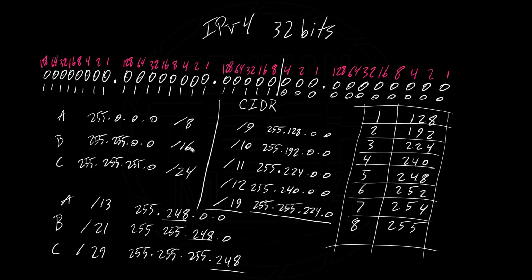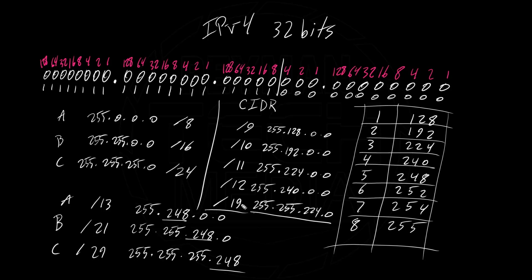For class B, 16 network bits. For class C, 24 network bits. Which again, in other words, when we have these bits, binary bits, converted, because it's already turned on, right? Converted to decimal, it gives us these decimal values. For 16 it is 255.255.0.0, for 8 it is 255.0.0.0, and for 24 it is 255.255.255.0.